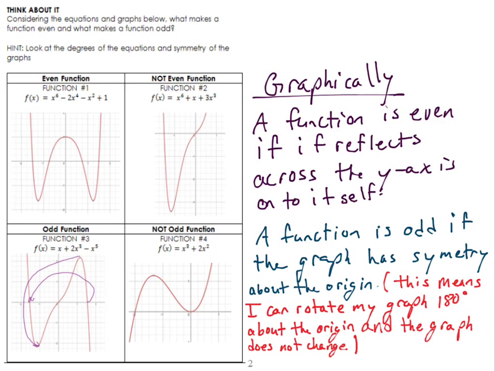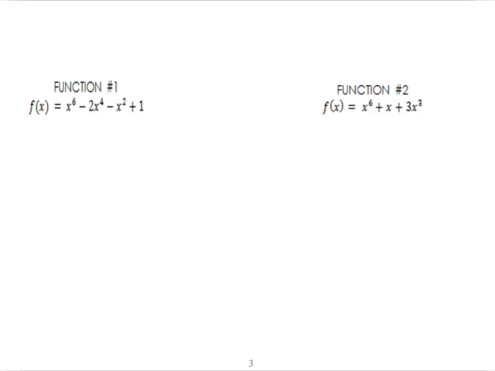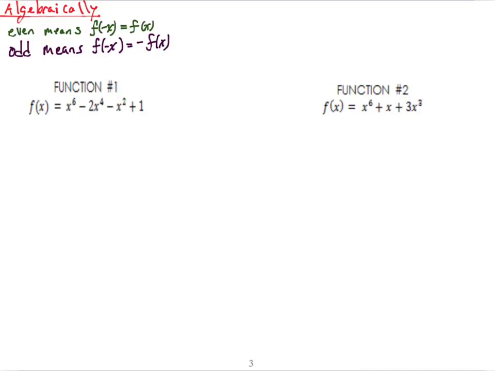Okay, so let's take a look at what that means algebraically now. Hopefully you understand what it means graphically. Algebraically, even means f of negative x equals f of x, and odd means f of negative x equals negative f of x. And you're probably wondering, Mr. Moore, I don't understand this right now. Well, let's look at some examples and see what we get. Remember that f of parentheses, whatever's inside the parentheses, right here it's negative x. That means I plug in negative x into my function for all the x values, and we see what we get. Okay, so let's try that with function number 1.